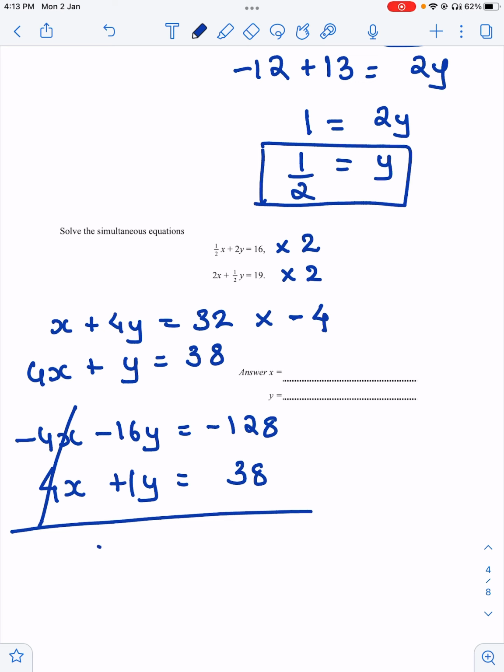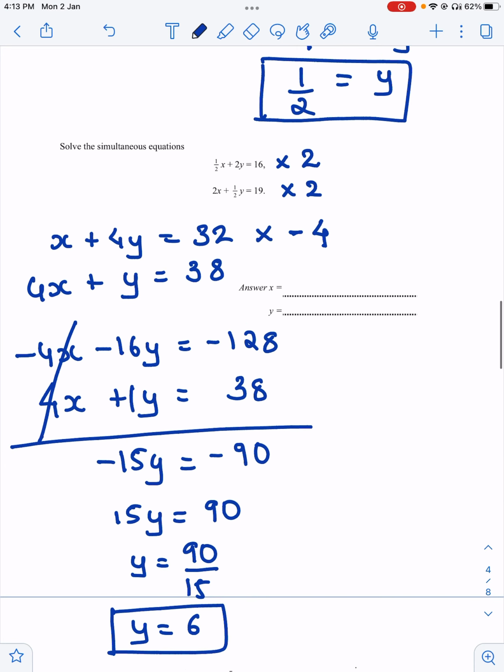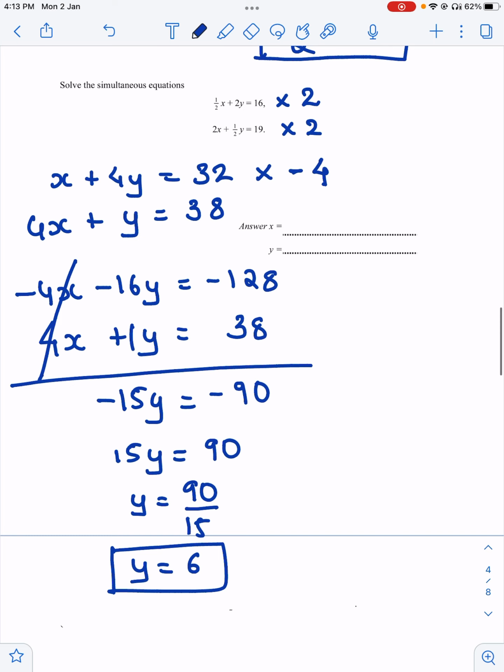Minus 16y plus y gives me minus 15y, and minus 128 plus 38 gives me minus 90. If both the sides have a minus sign, it can be directly removed. 15y is equal to 90, y is equal to 90 upon 15, y is equal to 6. I have got my first answer. What do I do? I substitute this in the equation which has a fraction in the place of y. So I see the second equation.